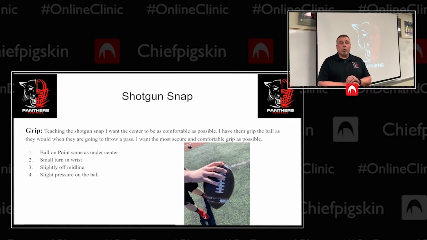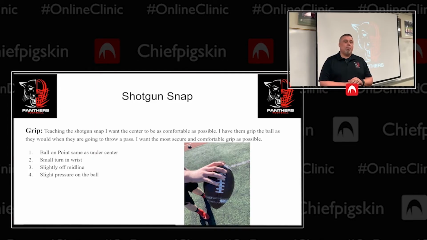But depending on where you are in different weathers, I've coached in the snow, rain, and I feel like the grip on the laces gives us the most comfort, the most secure, and I feel like the center understands where he's grabbing every time. It also gives us the most consistency of the grip. He can always know where he's holding onto the ball, and I feel like that's, again, repetition, consistency is how we're going to eliminate mistakes. Putting the ball on the point, same as under center, small turn in the wrist, slightly off the midline, and some pressure on the ball.